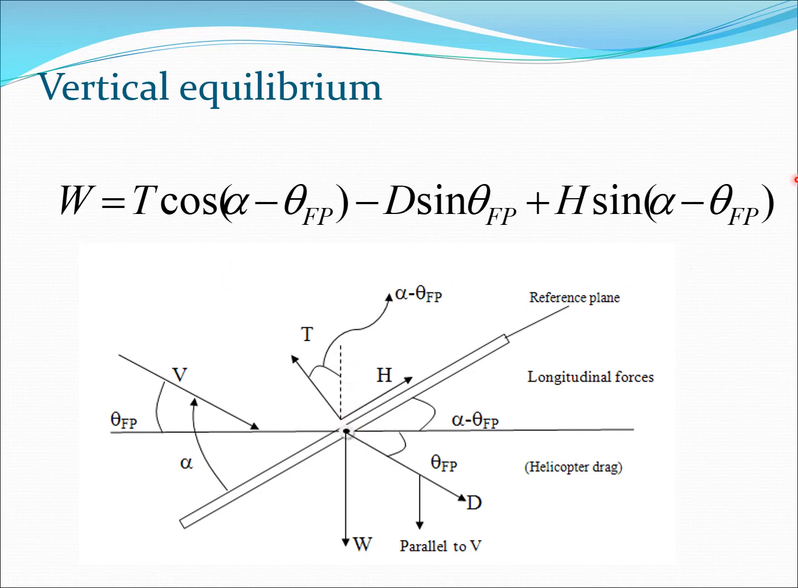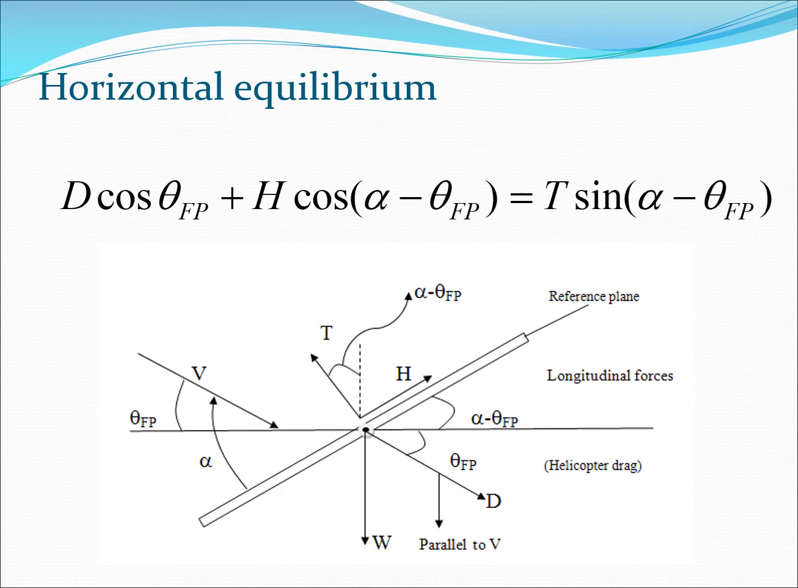So essentially, this is the equation you have for vertical equilibrium of this vehicle or the rotor. Now, horizontal equilibrium can also be obtained.